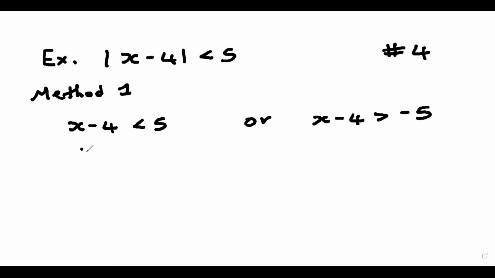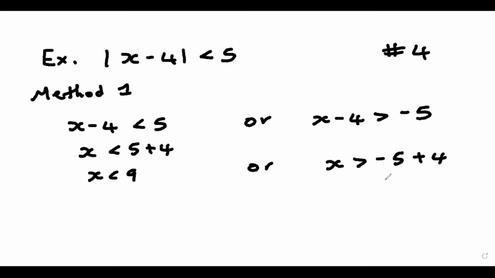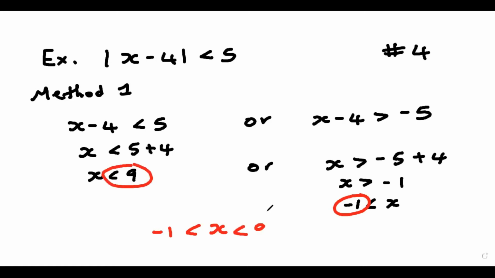So here we'd have x would be less than 5 + 4, so x would be less than 9, and x would be greater than -5 + 4, x would be greater than negative 1. So this we can rearrange and say that -1 is less than x. So here we could get a range of values, which would have x in the middle, the -1 to this side, and the 9 to this side. So this would be a final answer.